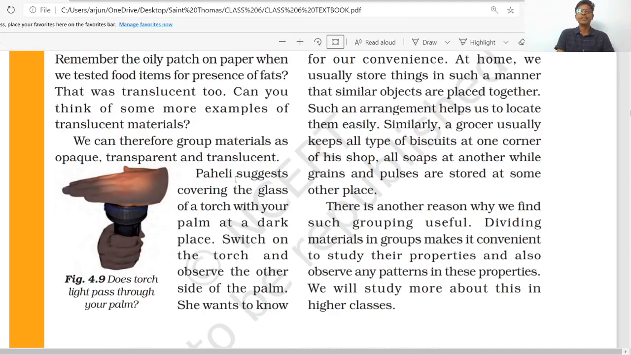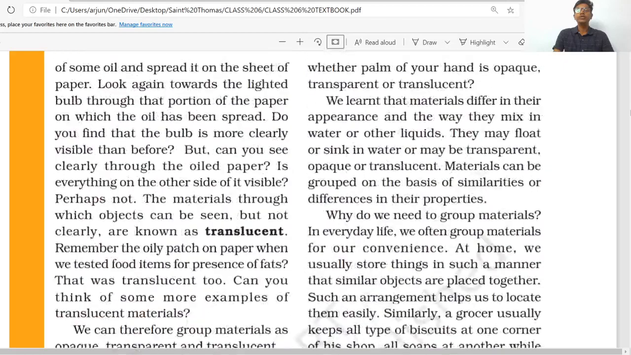Paheli suggested covering the glass of the torch with your palm at a dark place. Switch on the torch and observe the other side of the palm. She wants to know whether the palm of your hand is opaque, transparent or translucent. Okay, so this is your activity which you can do at home, and observe whether your hand is translucent, transparent or opaque.